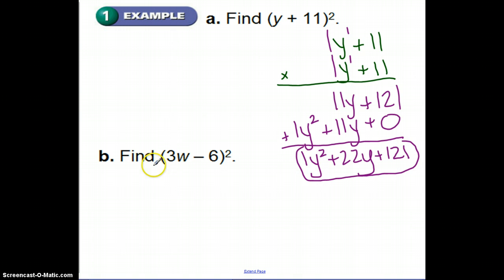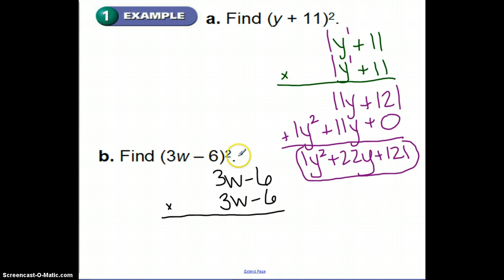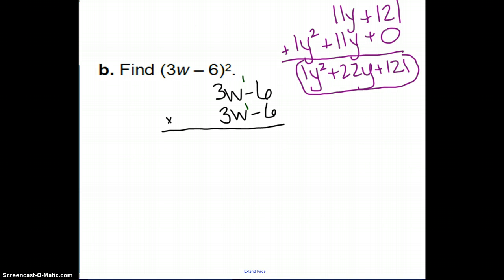Okay, let's try this one. On this one, it's going to be 3w minus 6 times 3w minus 6. Now on this one, I don't have to add any ones for coefficients, but I may have to add ones for those exponents if that helps remind you of what you're doing. Okay, let me move this stuff up and make us a little room here.